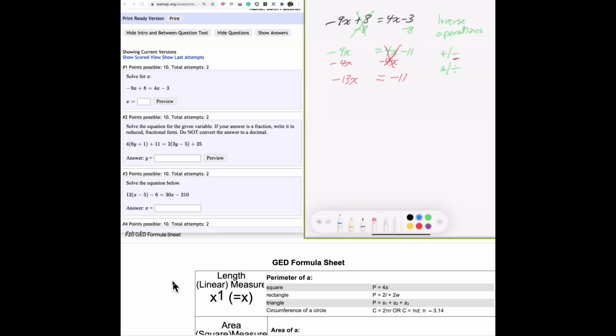So I think we're one step away from our answer. Negative 13x is equal to negative 11. So what we have to do now, x is being multiplied by negative 13. And the inverse operations property tells us we should flip that on its head. We should divide by negative 13. So if we divide by negative 13, we have to divide this side by negative 13 also. And when we divide any number by itself, that leaves 1. So negative 13x, you've got negative 13 x's.